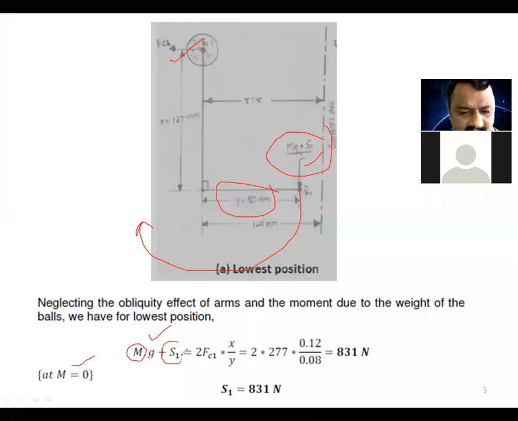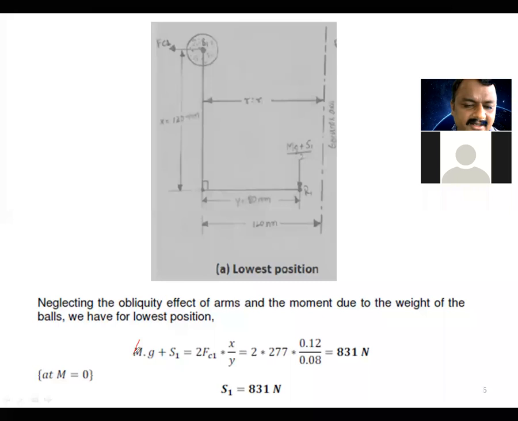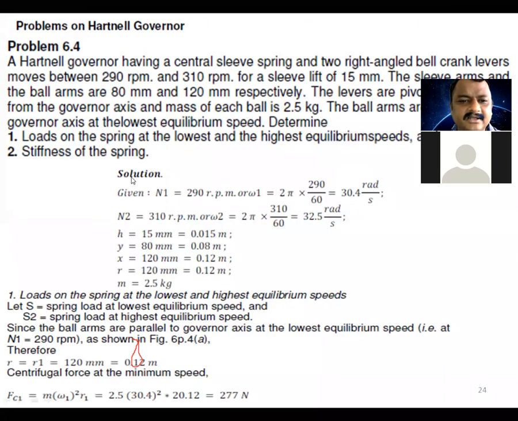Compared to the force S1, M will be very much negligible. The mass of the sleeve, capital M, is approximately equal to 0 because S1 will be very high, 831 Newton. You can see here, right? In most of the problems, we will be neglecting it unless it is given. Even in this problem they have not given it. You can see that in the data, the mass of the sleeve is not given. The mass of the sleeve is negligible, but the mass of the ball will be there, that is 2.5 kg, small m, right?